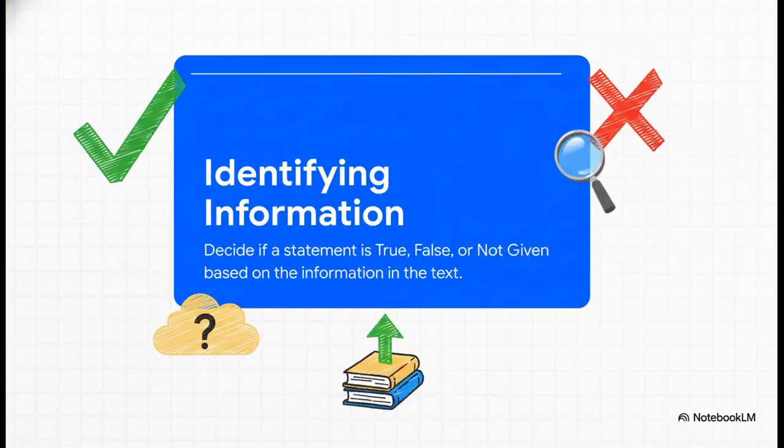And now for a really famous or maybe infamous one, identifying information. You probably know it as true, false, or not given. This is a choice task where you have to decide if a statement agrees with the text, contradicts it, or if the information just isn't there at all. And that not given option, that's the crucial one that trips a lot of people up.